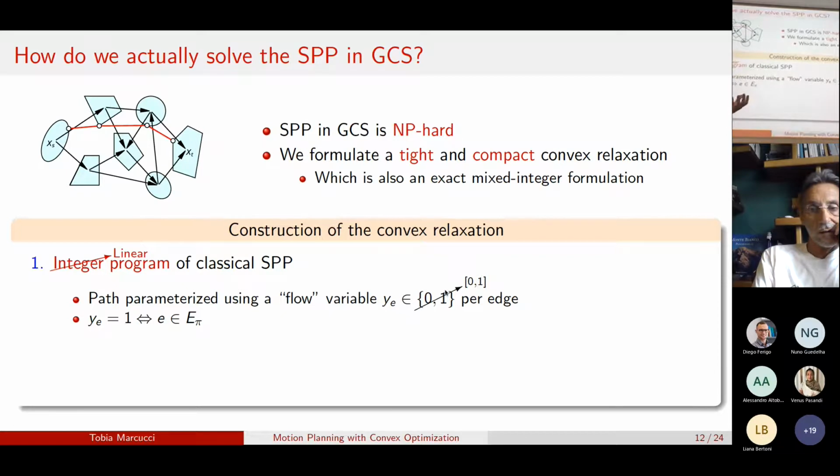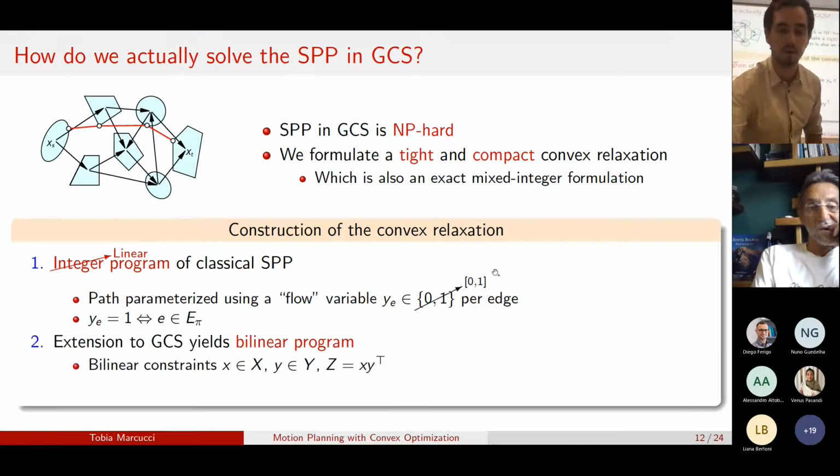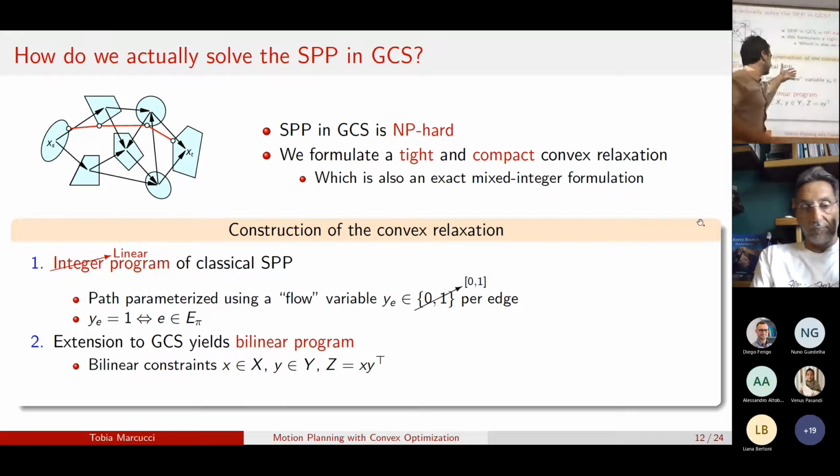In the sense, this is naturally an under approximation that is exact. So this is like the ideal starting point in integer programming. We can extend this problem formulation naturally to our graph of convex set scenario. We introduce the continuous variables, and we substitute the constant edge lengths with our convex functions.